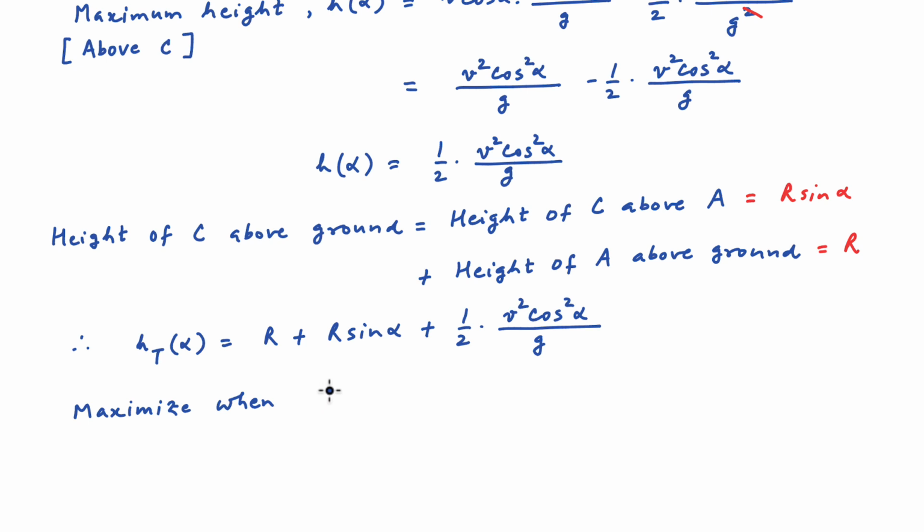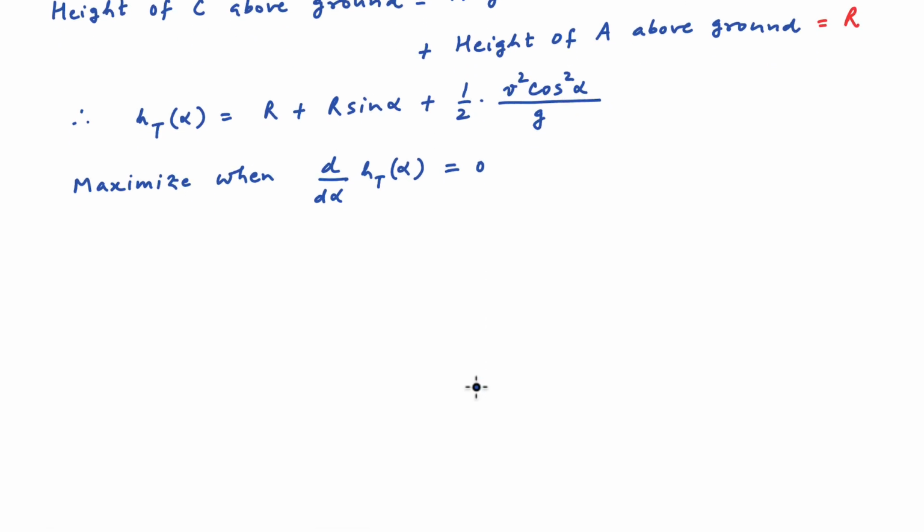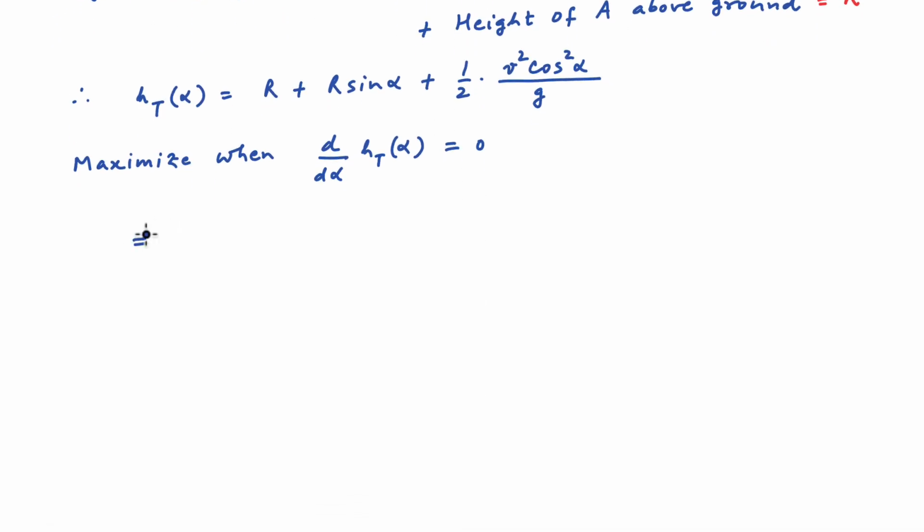Derivative with respect to alpha of h(alpha) is equal to 0. We take the derivative of the above expression, we get r cos alpha plus v square upon 2g times the derivative of cos square alpha, which using chain rule is equal to 2 cos alpha times the derivative of cos alpha, which is minus sine alpha.